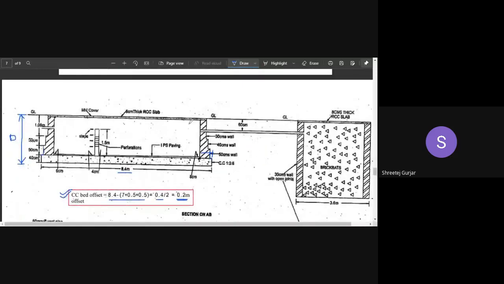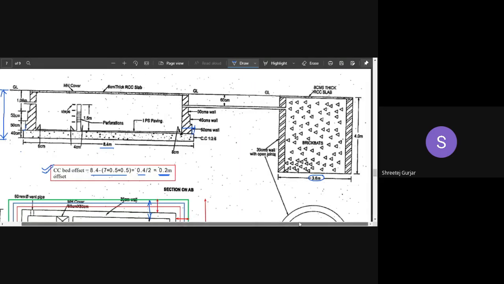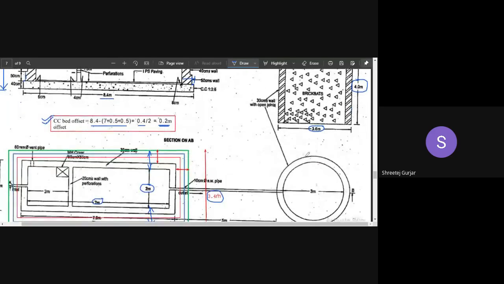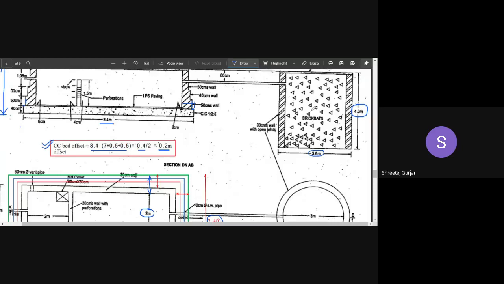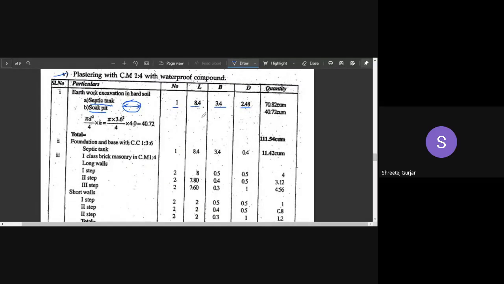Okay, so you can observe here 3.6 is given. The outer diameter is 3.6. So pi by 4 into 3.6 squared into the height of your soak pit. The height of your soak pit is given as 4 meters. So multiplying the cross-sectional area by the height will give you the excavation depth. Okay, so I hope I'm clear over here.